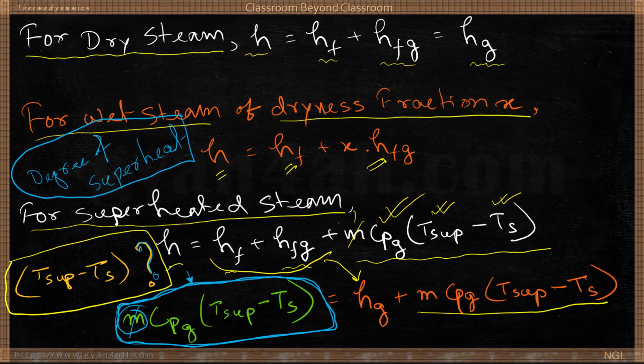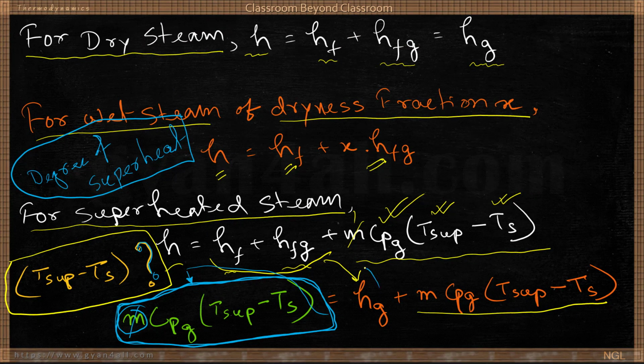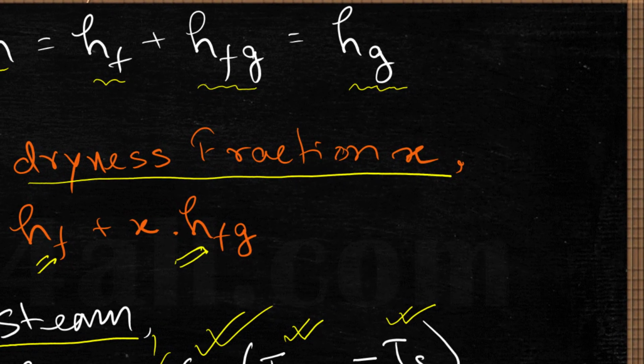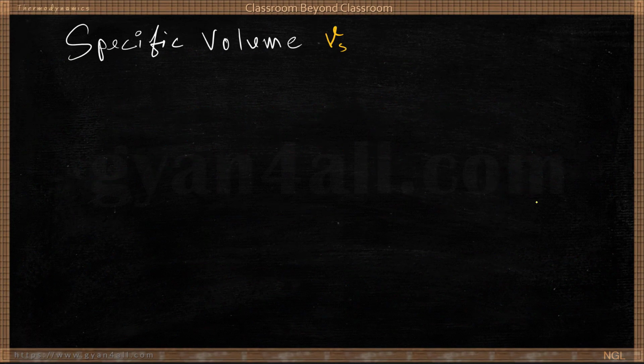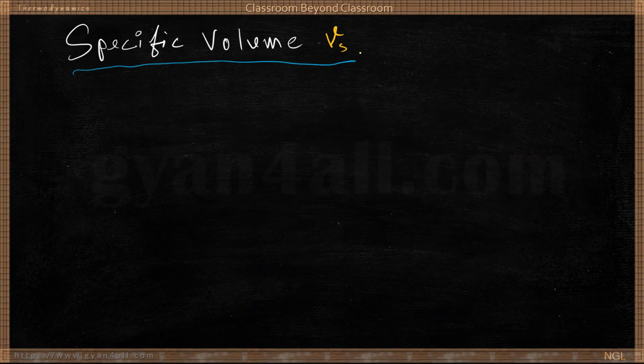So what is the total heat of superheated steam? That is equal to total heat of dry steam plus heat of superheat. In the T-H diagram we saw, this part is sensible heat, this is latent heat of vaporization, and this part is the heat of superheat.